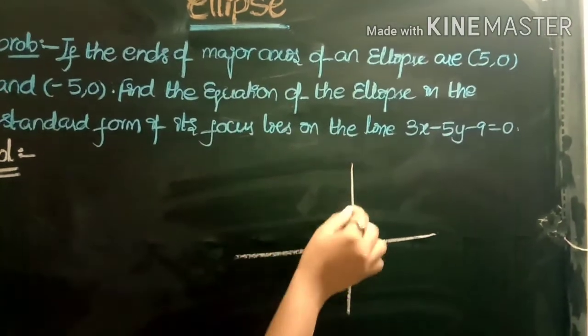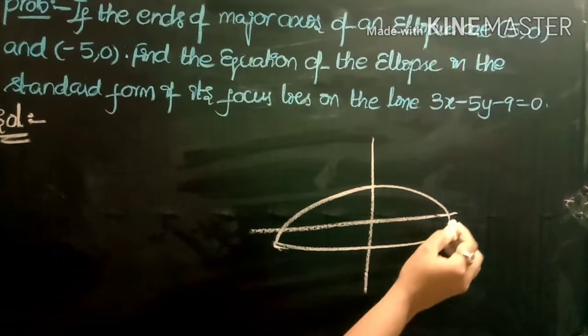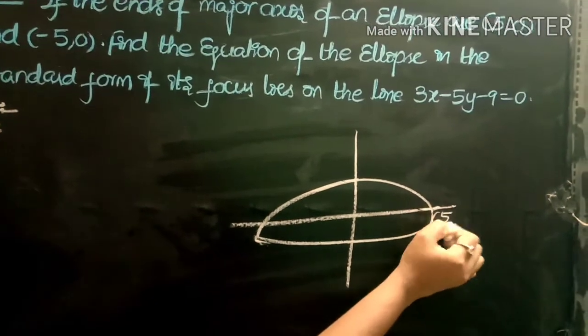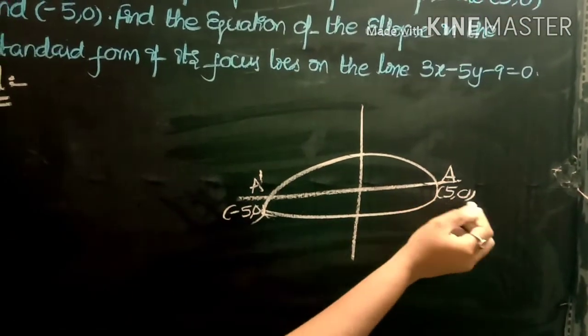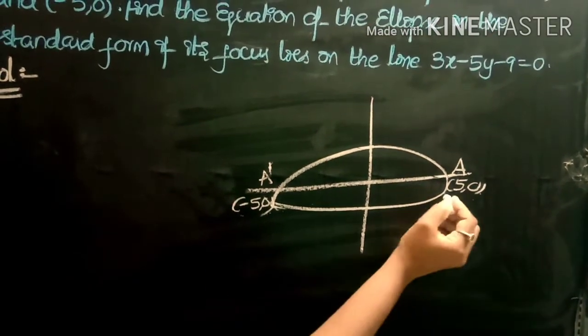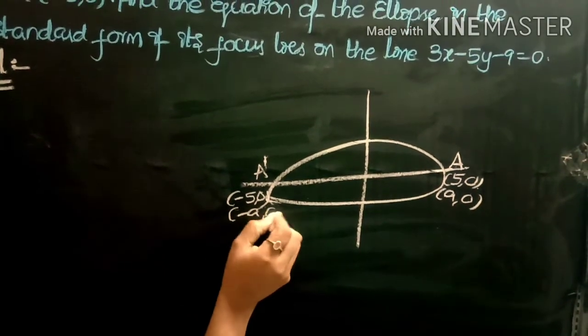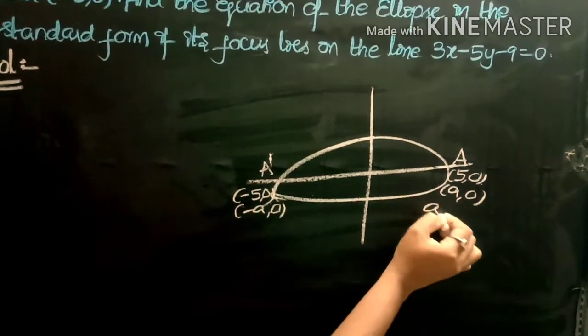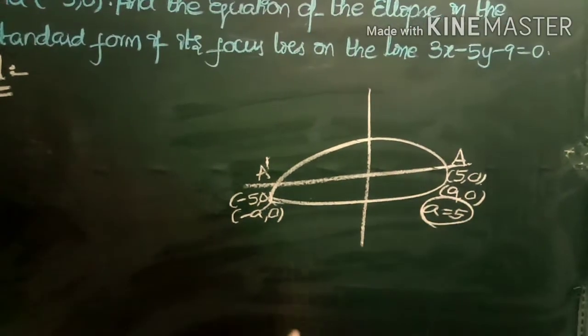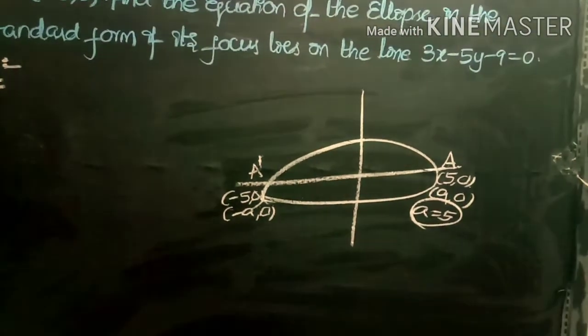Means first we are taking the standard form diagram here. This is the diagram. Given that the endpoints are (5, 0) and (-5, 0), the point A is equal to (5, 0) and A dash is equal to (-5, 0). What are the endpoints? Already we know that endpoint means this (a, 0) and this is (-a, 0). That is clearly given that here a is equal to 5. And also given that the focus lies on the line 3x minus 5y minus 9 equal to 0.